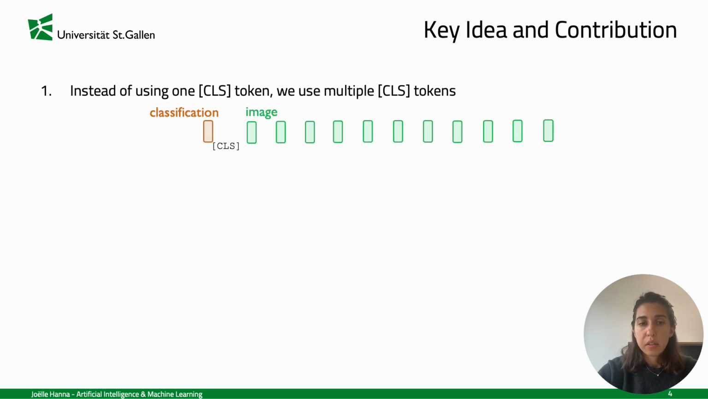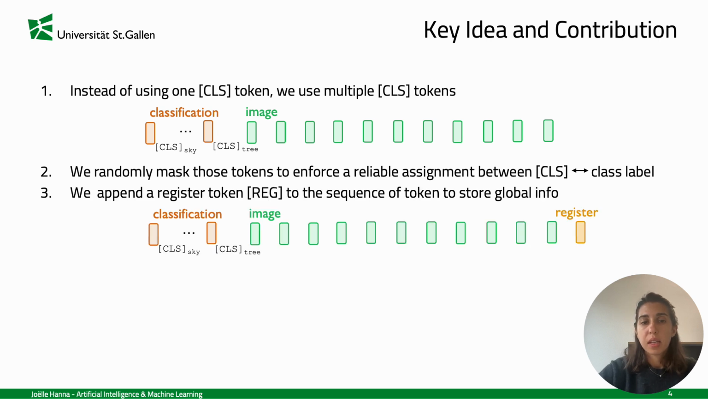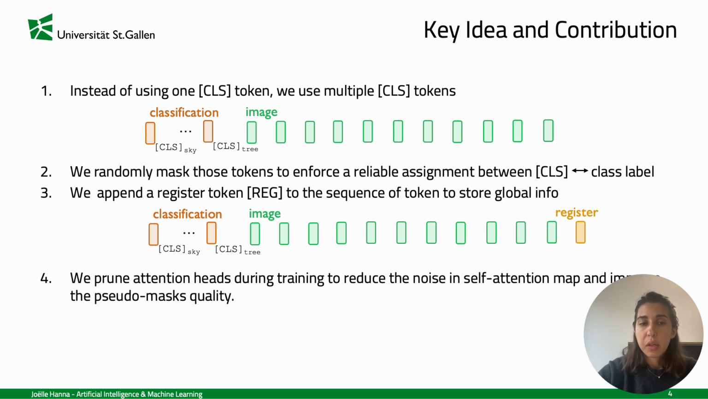So our idea here is first, instead of using one CLS token, we use multiple of those, one for each class in the dataset. We randomly mask those tokens during training to enforce a reliable assignment between CLS token and a class label. Then we append a register token to the sequence to store global information. And during training, we prune attention heads that are redundant or noisy to have a better pseudo-mask quality.